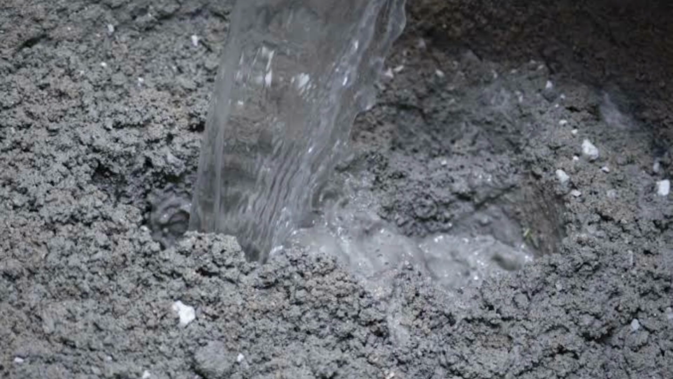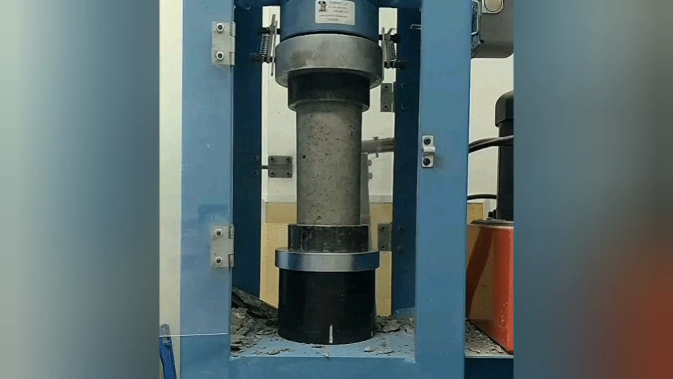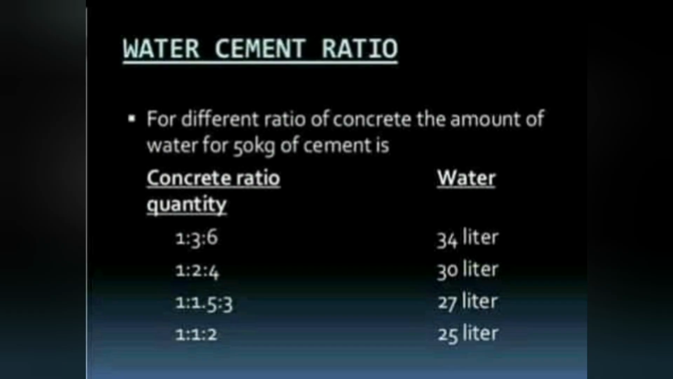Why is this? Cement hydration requires only a specific amount of water, chemically bound, which is roughly about 0.23 to 0.25 by weight. Any extra water that isn't used in hydration remains in the concrete as capillary pores. These pores are voids. When you load the concrete, these voids are the points where cracks start and propagate. So, a higher water-cement ratio means a more porous, weaker concrete matrix.